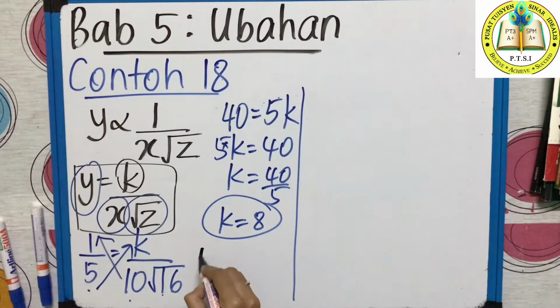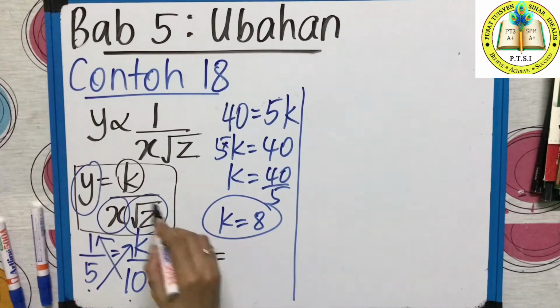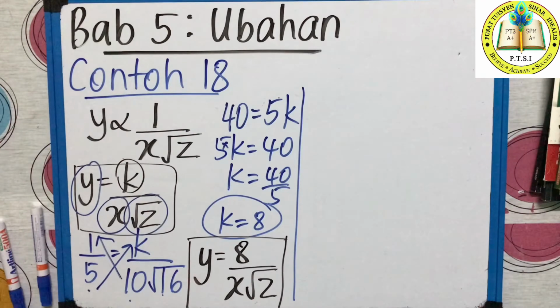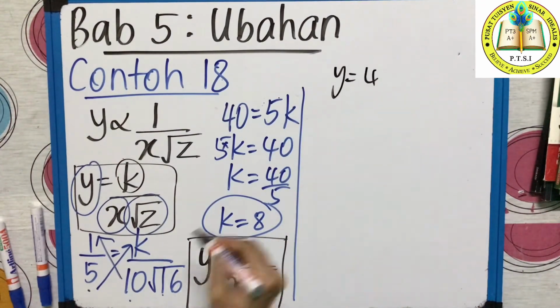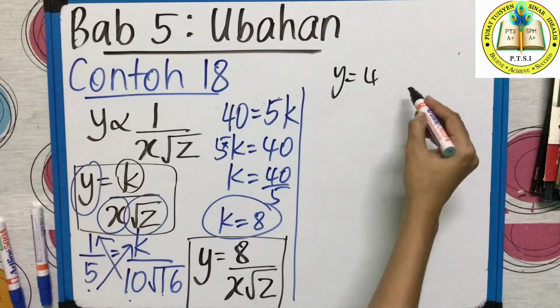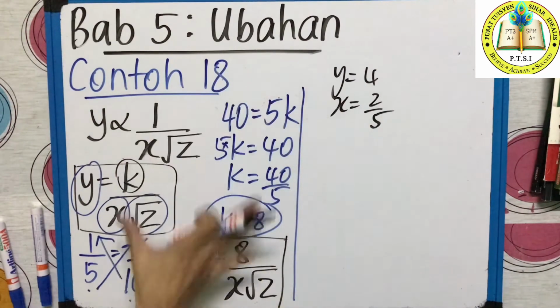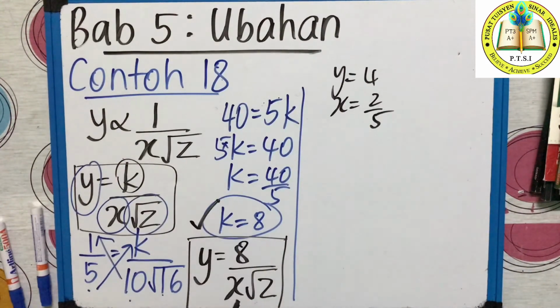Your equation will be Y equal. The K is 8, right? So, teacher ganti 8 over X square root Z. So, ini adalah persamaan. So, when they ask persamaan, this is the answer. When they ask ungkapkan, this is the answer. Okay? So, now, the next question they ask, cari nilai Z apabila Y 4 dan X 2/5. So, ini soalan.